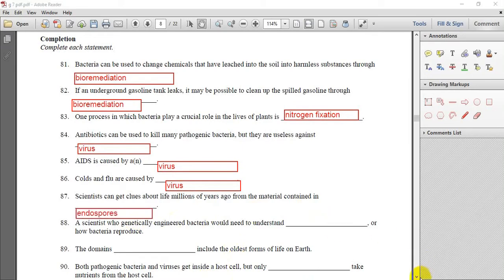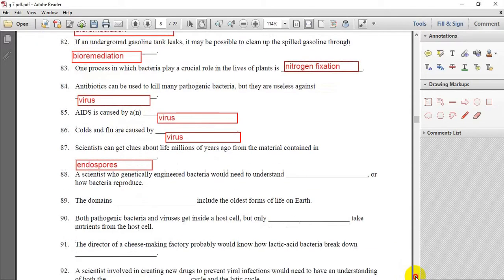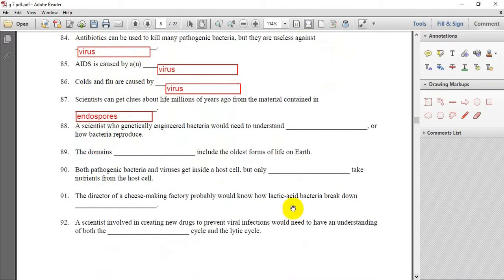Question 88. Scientists who genetically engineer bacteria would need to understand how bacteria reproduce. Scientists have to understand how bacteria reproduce asexually by binary fission. Yes. Question 89. The domains that include the oldest forms of life, and here we need two domains. The oldest two domains are, yes, bacteria and archaea.